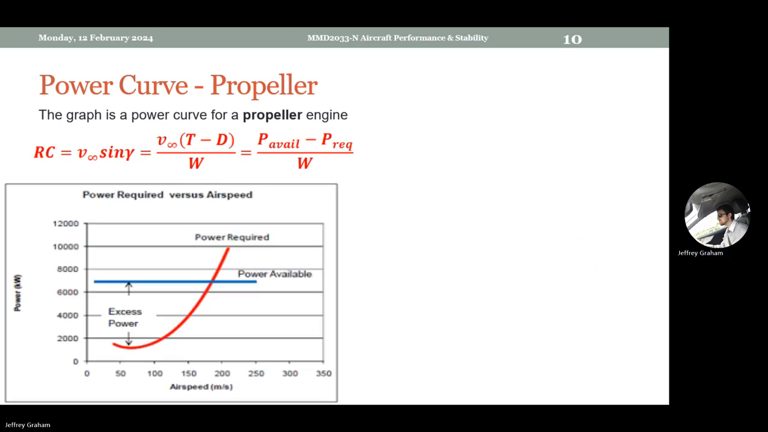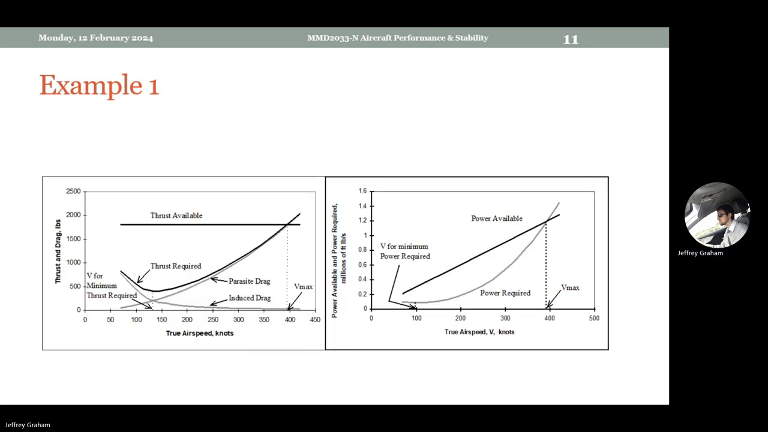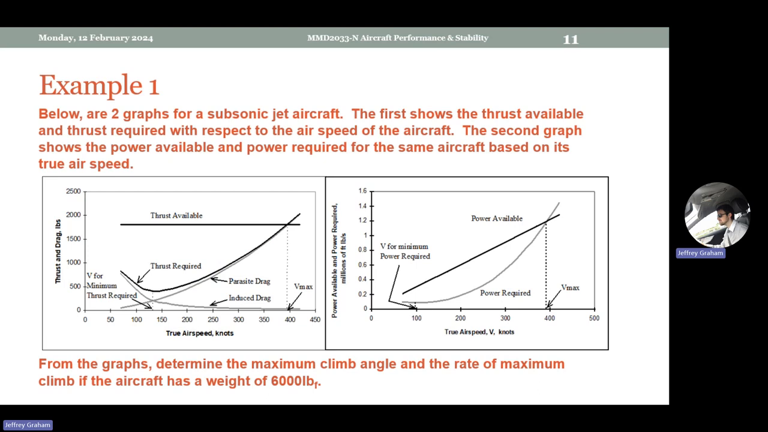All right. First example uses those graphs. The first graph shows, as I say, the thrust and drag available or required. The second graph shows the power for the same aircraft. It asks you to determine the maximum climb angle and the maximum rate of climb for an aircraft which has a weight of 6,000 pounds. It's fairly straightforward to do in that you're looking for this point here.